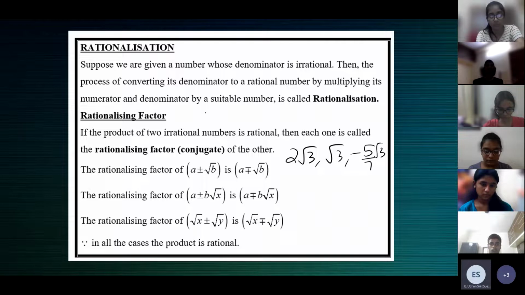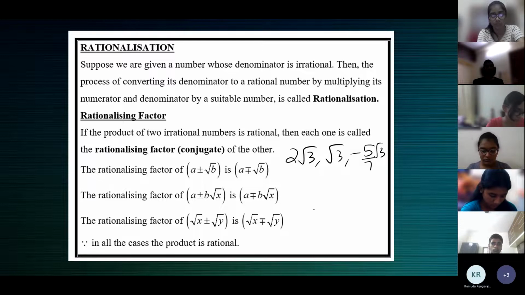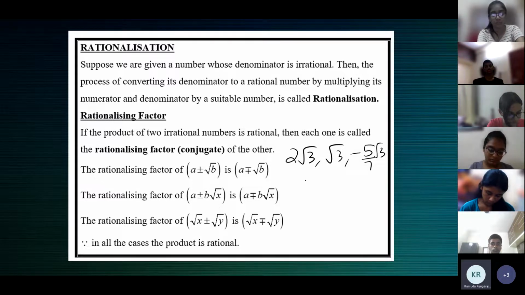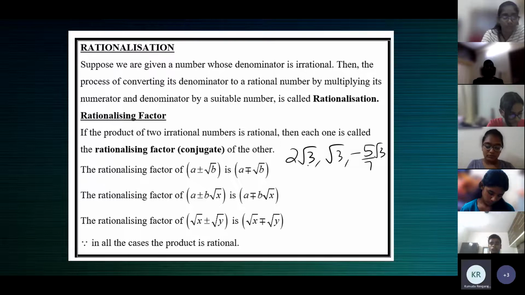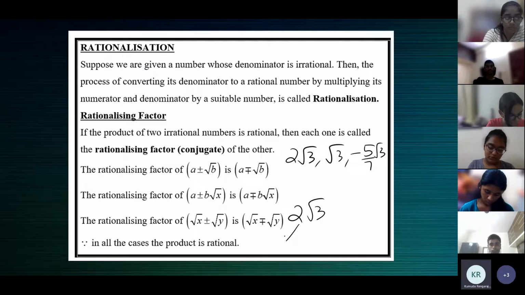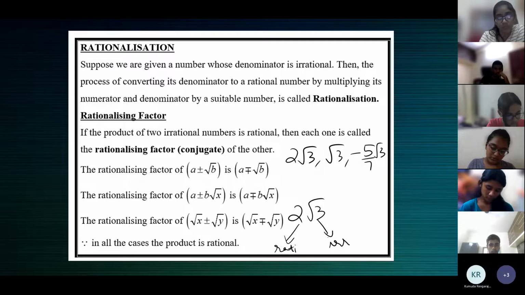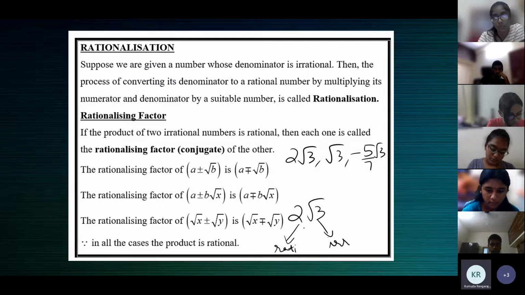Ma'am, can you repeat the definition of surds? An expression which has an irrational value is called a surd. So these are like surds because of the irrational factor. When you take the expression 2 root 3, 2 is a rational factor and root 3 is an irrational factor.